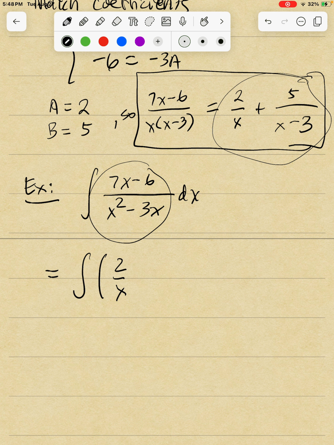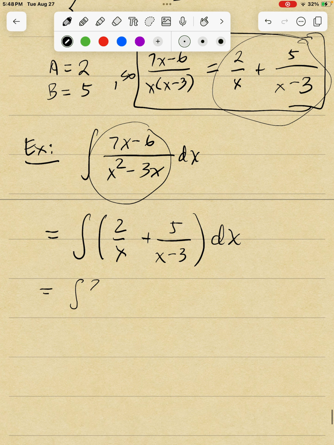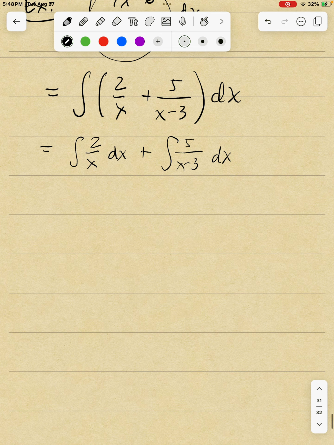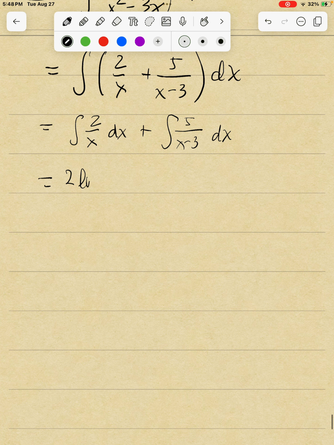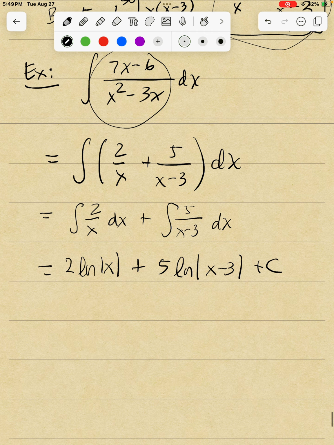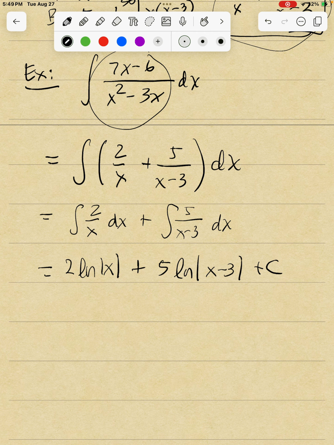So I'm integrating 2 over x plus 5 over x minus 3, right? And this is going to be the integral of 2 over x plus the integral of 5 over x minus 3. And then that's going to be 2 times the natural log of the absolute value of x plus 5 times the natural log of the absolute value of x minus 3, and then you have an arbitrary constant. So that's the answer. That would be the integral of 7x minus 6 over x squared minus 3x.